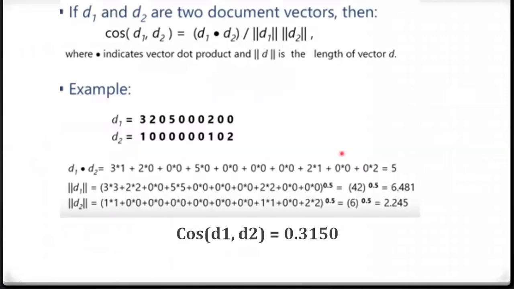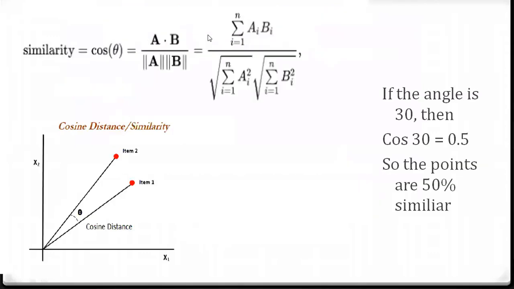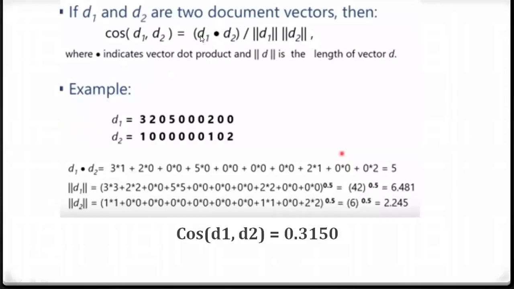Okay, so let's apply some numbers to compute the cosine using the formula. This is the same formula as here, but here we are using the variables a and b, and here it is d1 and d2. So imagine you have two points d1 and d2. The formula to compute the cosine similarity is d1 dot d2 divided by mod of d1 into mod of d2.